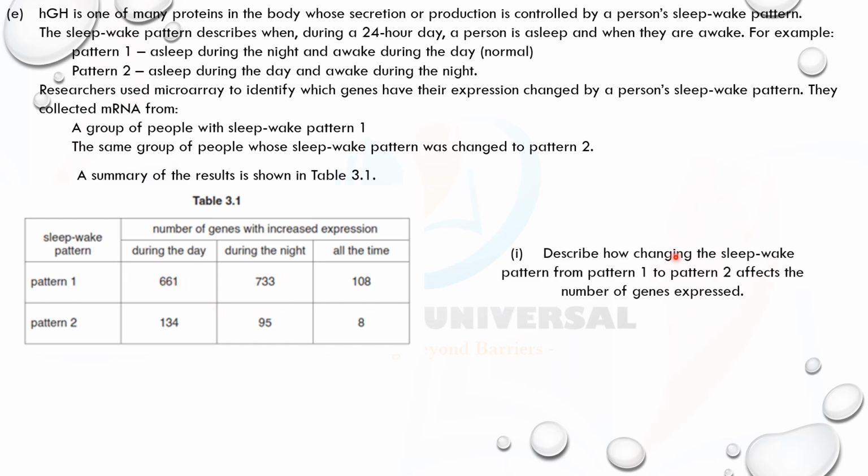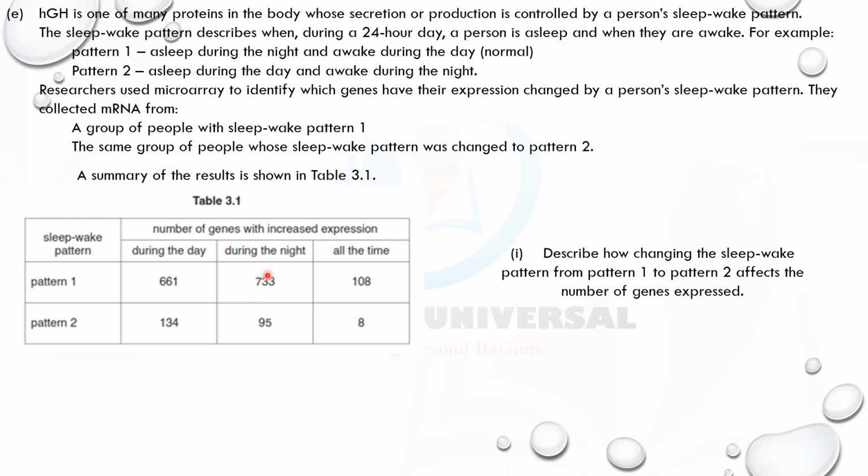Now the question says, describe how changing the sleep-wake pattern from pattern 1 to pattern 2 affects the number of genes expressed. So during the day, in pattern 1, this gene is expressed. During the night, this is expressed, and all the time this was expressed. In pattern 2, during the day, this is the gene that was expressed. You can see that if you change from pattern 1 to pattern 2, fewer genes are being expressed. Instead of 661 during the day, it is now 131.